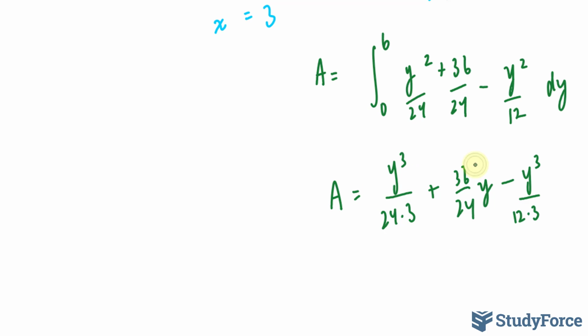A is equal to the following. Now I can evaluate this at 6 and 0. Evaluating this at 0 makes it 0, so don't worry about that. We'll have to find out what this is equal to when y is equal to 6, and then multiply that by 2.